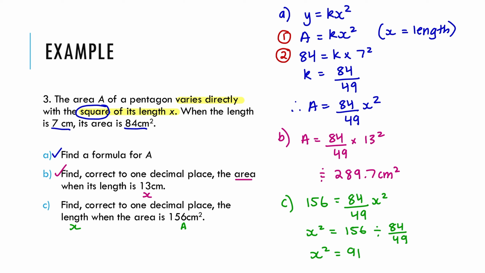However, to undo a squared number, I have to take the square root. Now, normally when I take the square root, I have a plus and a minus. However, because I'm dealing with length, length is only ever positive. So here I can only take the positive answer. So if I take the square root of 91, to 1 decimal place, that will be 9.5 centimeters.